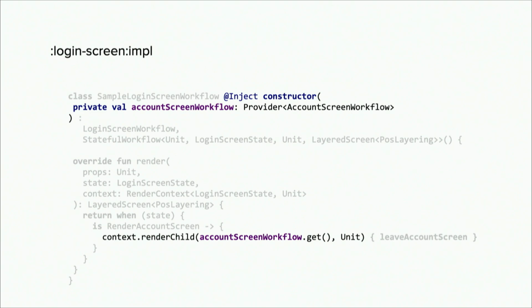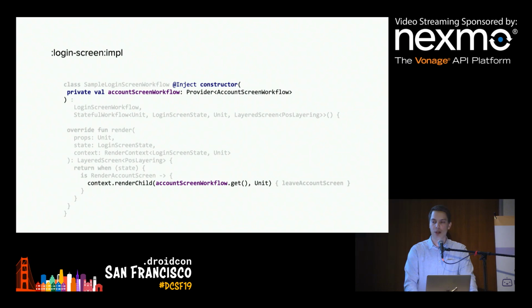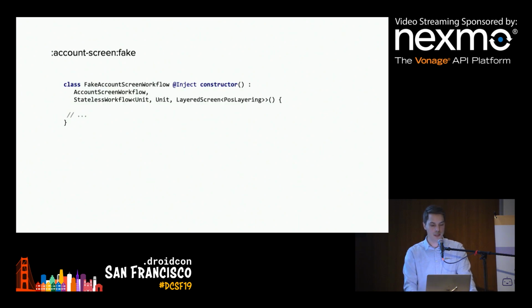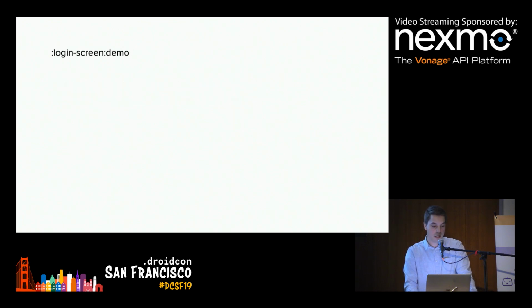When I create my development app, I need to have a concrete implementation. I want to test my login screen, not the account screen. So it's certainly helpful to replace this dependency by a fake. And that's what I do. Inside of my account screen module, I create a fake module and implement the interface. And implementing the account screen workflow interface is simple. It's basically a no-op. I do nothing else. Then I can go ahead and create my login screen demo module.